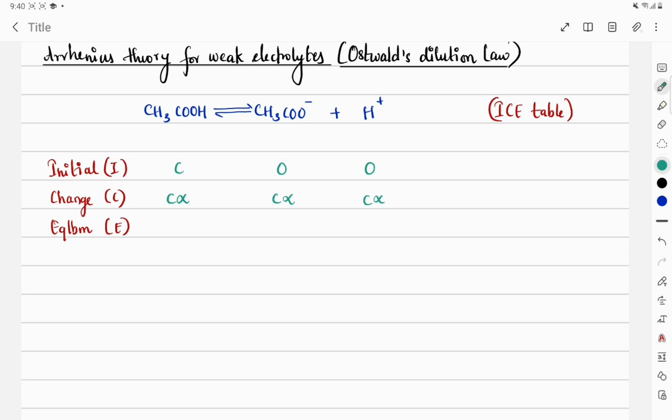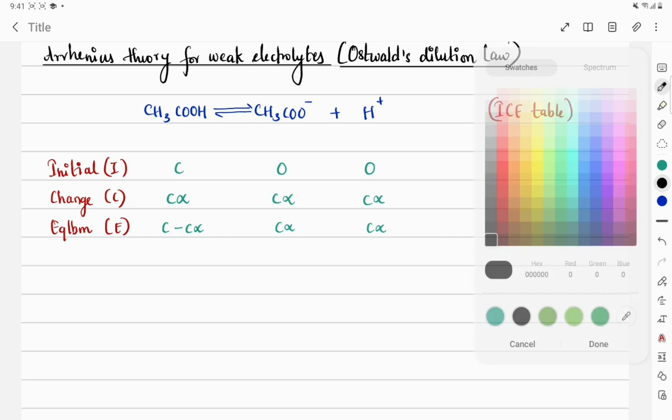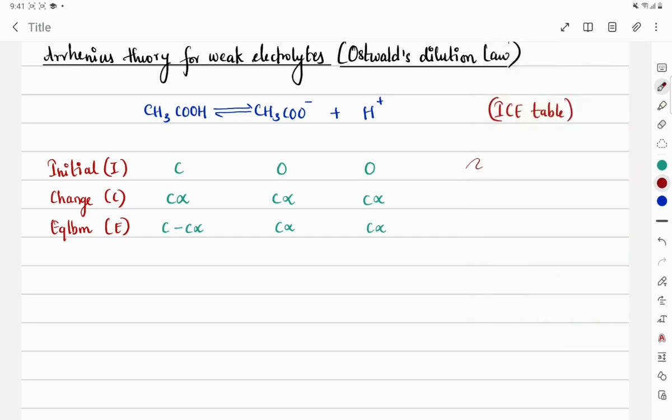Now what is the equilibrium? Equilibrium will be I minus C. So initial minus the change, that will be the concentration. Initially it was C, but C alpha was used up. So at equilibrium we will have C minus C alpha. In case of the ions, initially it was 0. So at equilibrium they will be the same as the change produced. That will be C alpha and C alpha. So this is how you write an ICE table: initial concentration, change in concentration, and finally equilibrium concentration. And note that alpha represents the degree of dissociation.